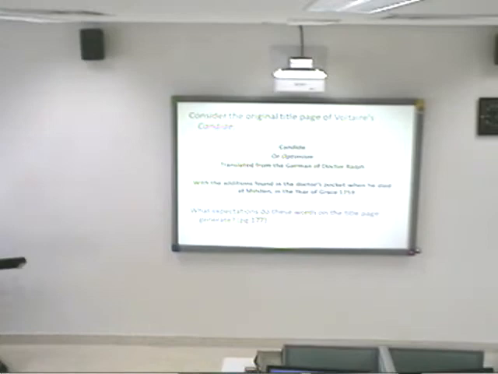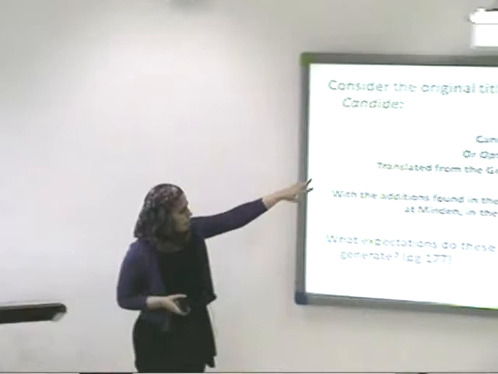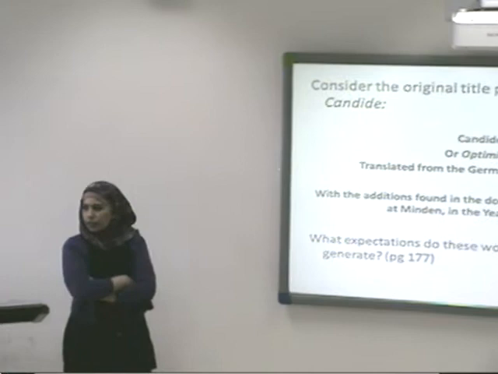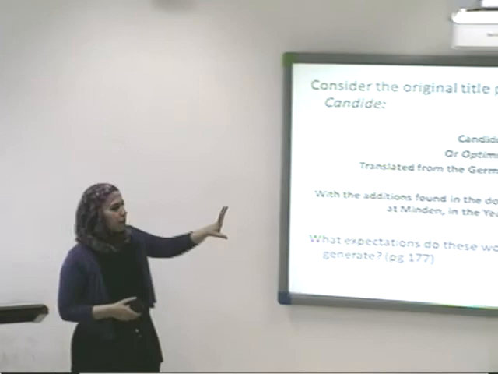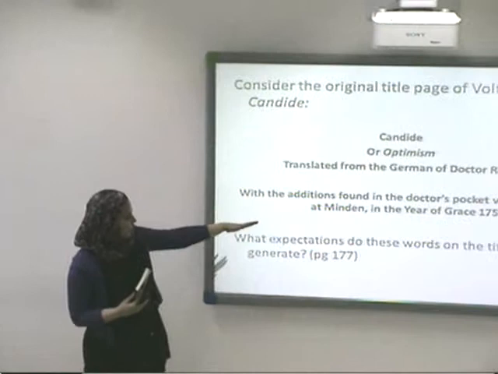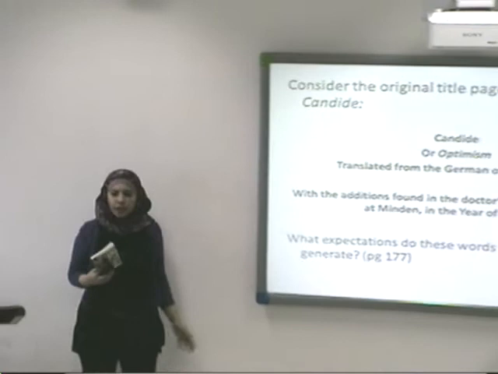Hiding his name. Mm-hmm. Hiding his name. So this would be the title page that the original copy came out with. So what expectations do these words on the title page generate? This is the original title page that the original copy came out with. So what expectations do you get from reading this information on the title page? What is there on the title page? What does it say?